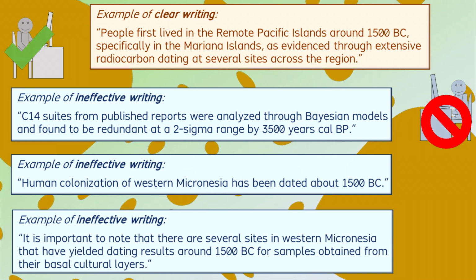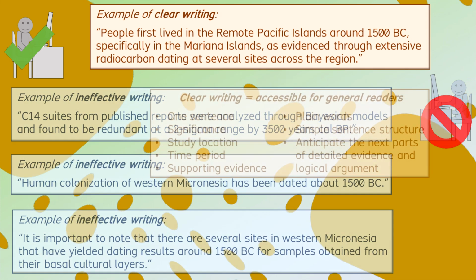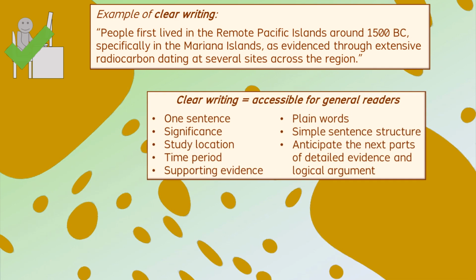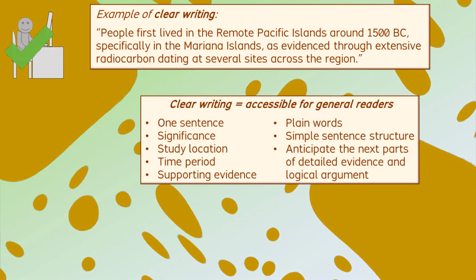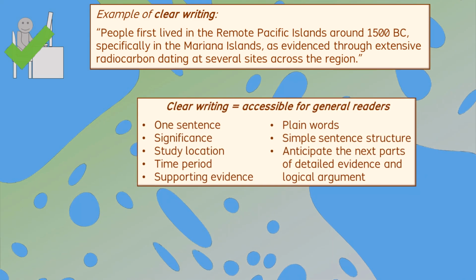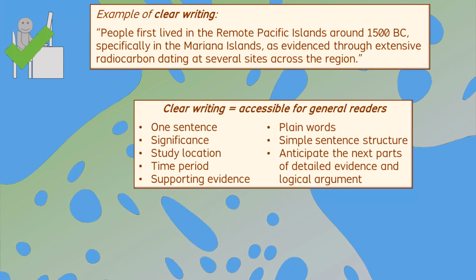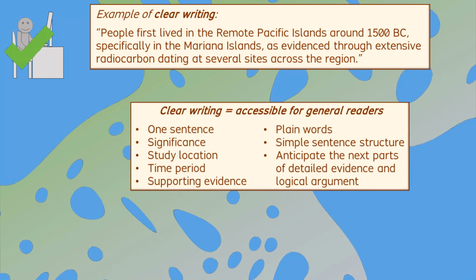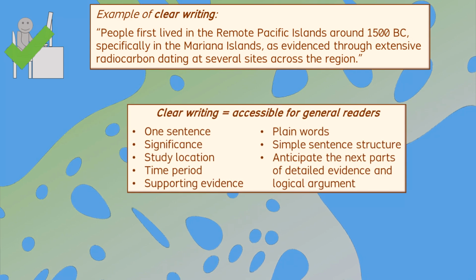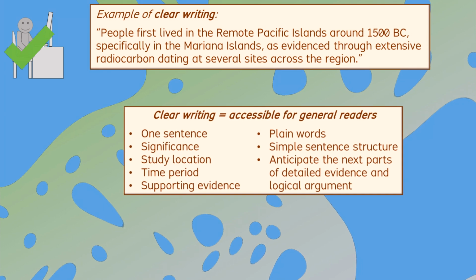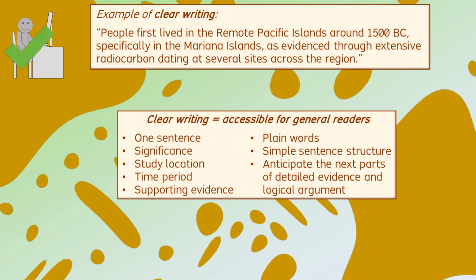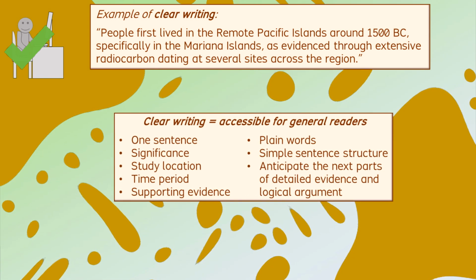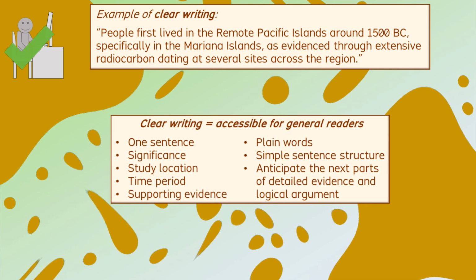In the example of clear writing, one sentence communicates the significance of the study, the geographic area, the time period in question, and the category of the supporting evidence. Following this established context, the writing then can continue to elaborate on all of those key points. Moreover, this example uses ordinary words without relying on any jargon or specialized conventions. Additionally, this example uses a straightforward and direct sentence structure. General readers can identify all of the key parts of this one sentence.